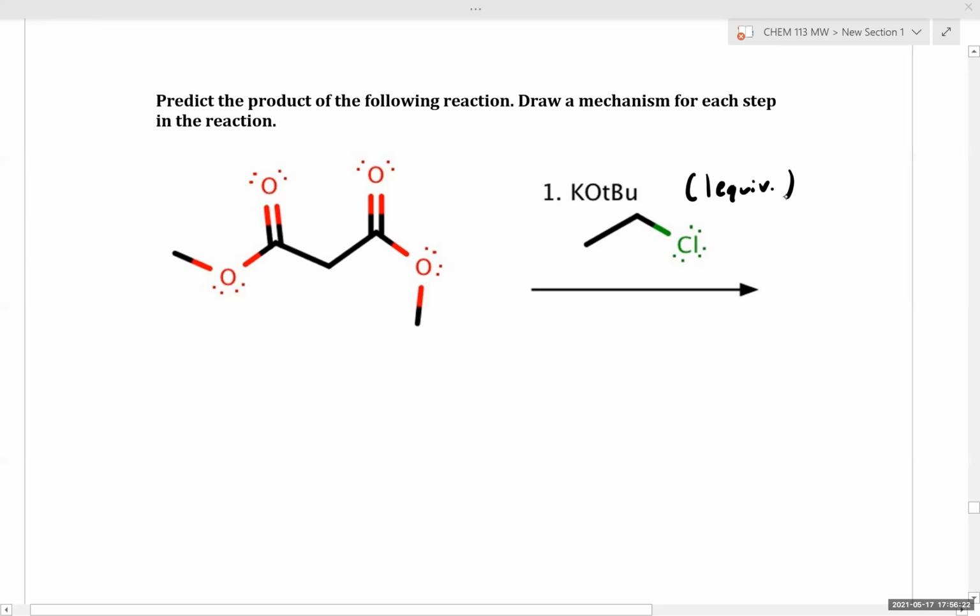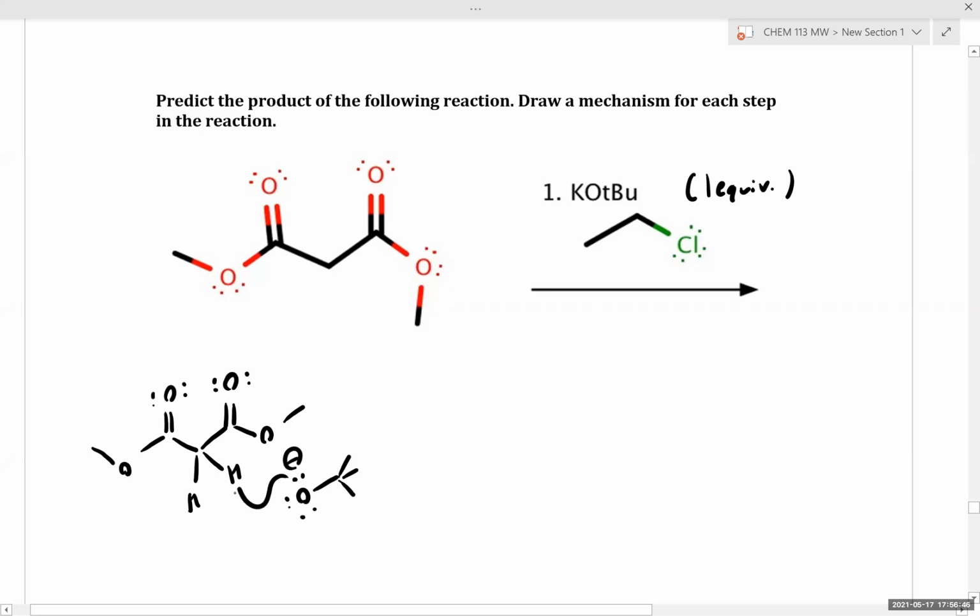So we have students sharing their thoughts. We have one student mentioning, well, tert-butoxide is a base and these malonic ester protons are acidic. So we can pull off these acidic alpha protons. So we have one student proposing this first deprotonation step where tert-butoxide pulls off the acidic alpha proton and we make a malonic ester enolate.